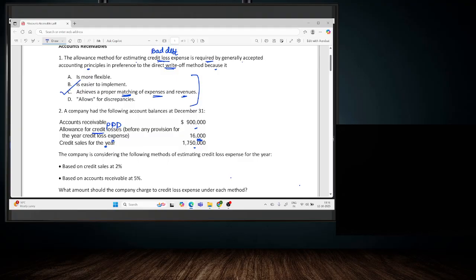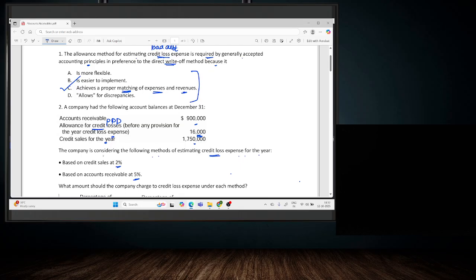The company is considering the following methods of estimating credit loss expense for the year. The first option is to estimate credit loss expense as a percentage of credit sales, 2%, or as a percentage of accounts receivable, 5%. What amount should the company charge to credit loss expense under each method?